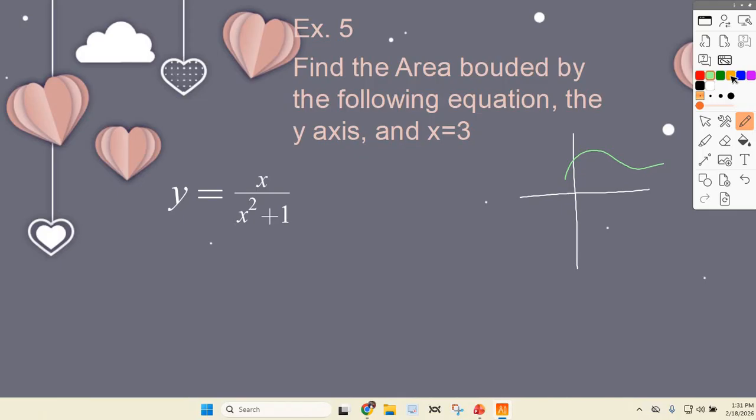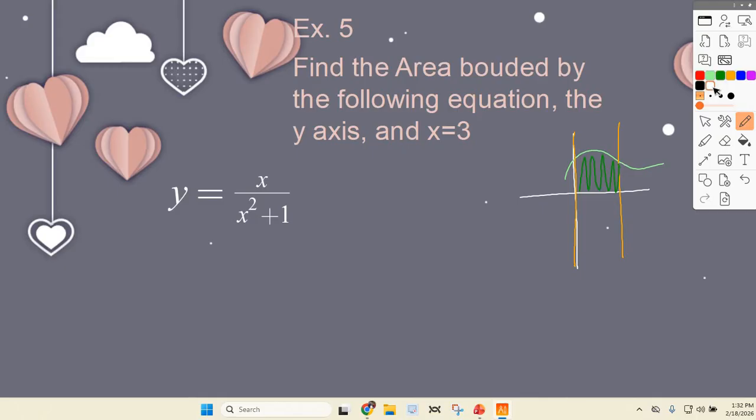It says the y-axis, so I'm looking at this right here. And then what is x equals 3? A vertical line at 3. So then I see that I want the area bounded by all of that. So we are looking for this right here.